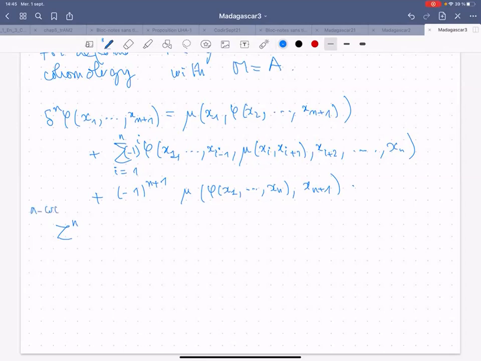Then when we deal with cohomology with values in A, we denote it in this way: Z^n(A, A). And this is, in fact, just maps from A tensor A, n times, to A, such that delta^n of phi is zero.